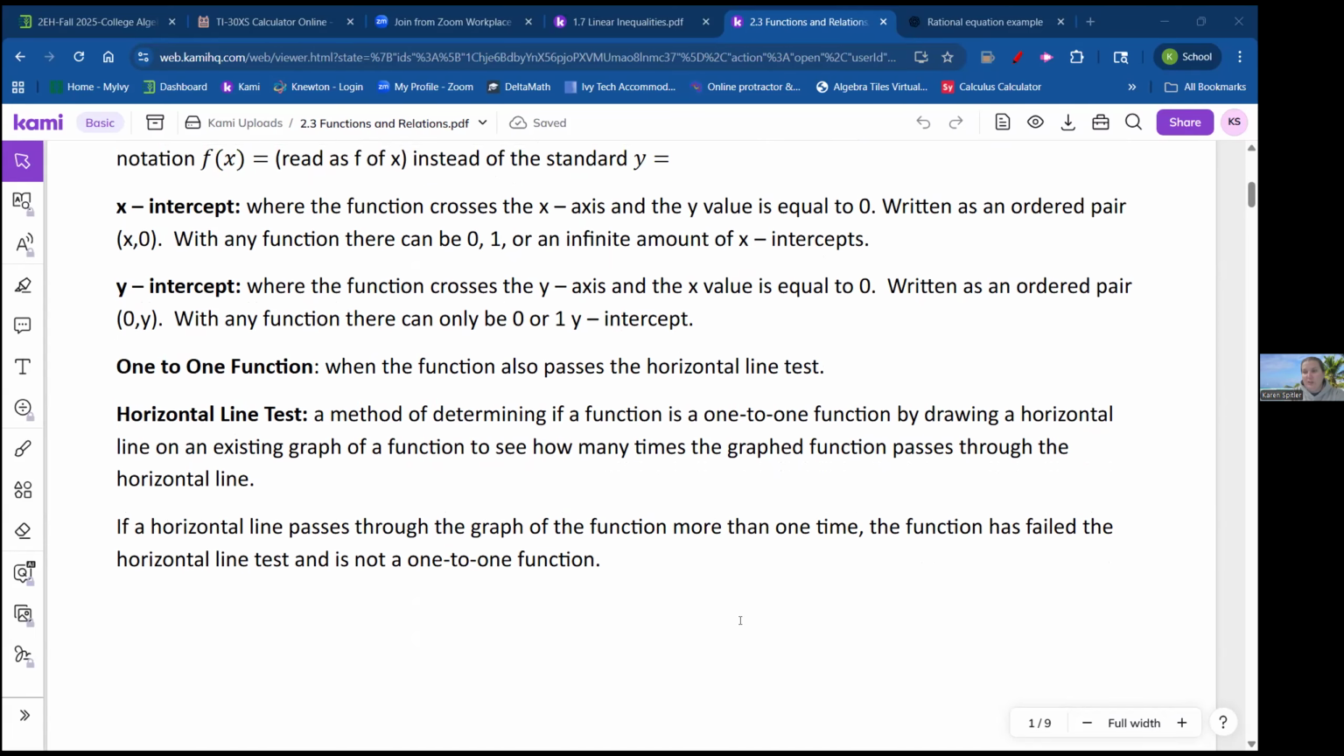Boom. So there are functions and there are one-to-one functions. For the record, one-to-one functions have inverses. Regular functions, without the words one-to-one, do not.